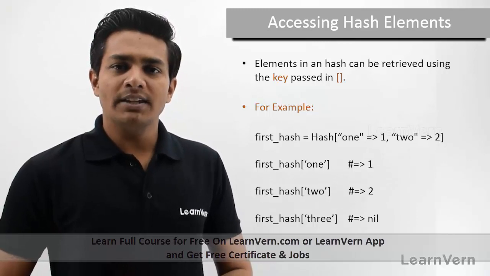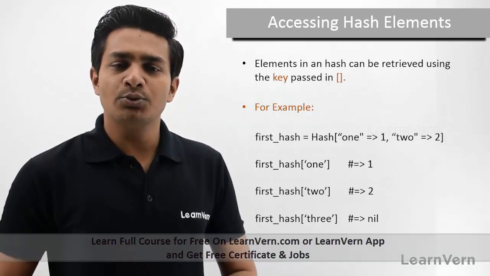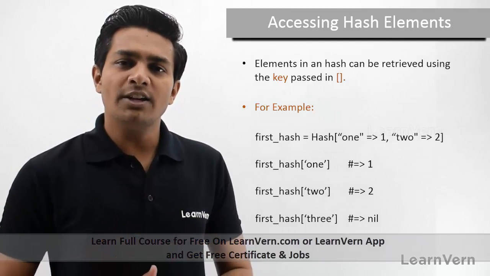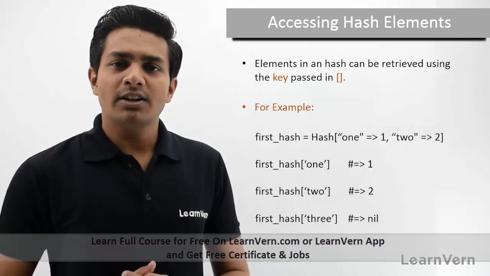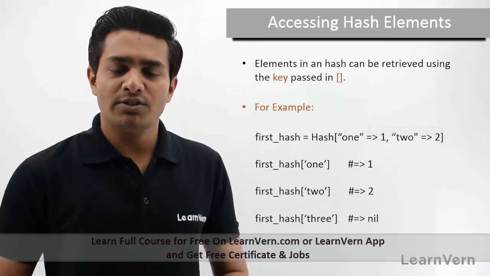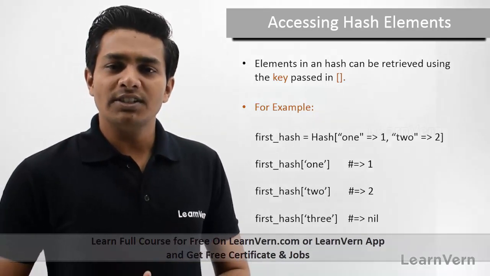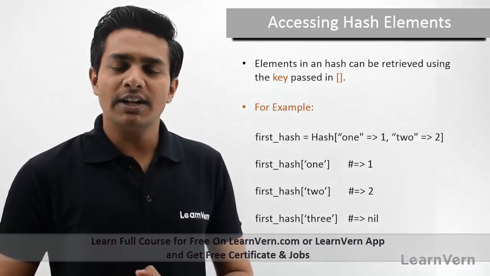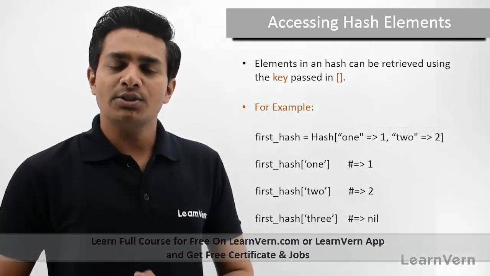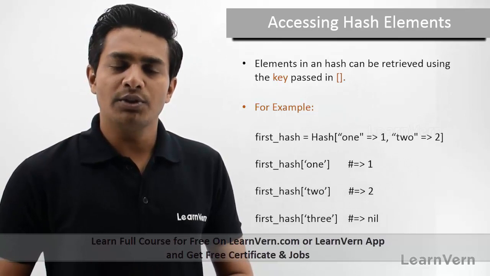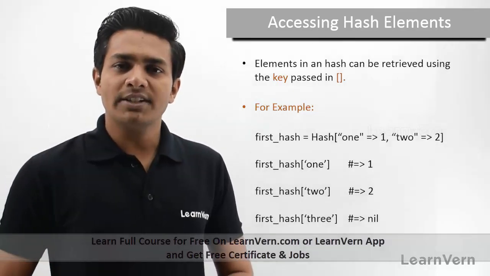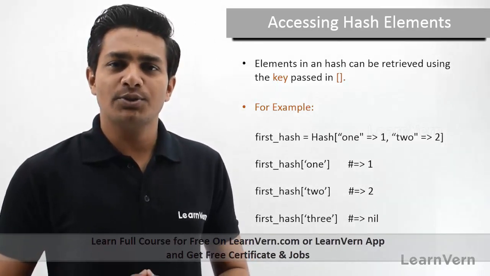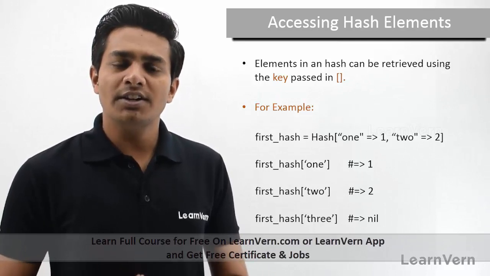Suppose I am passing a key that is not available in our hash. Here in our example we have only 2 elements, and if I pass a key that is not included in our hash, here on the screen you can see I have created 2 elements and I am passing 3 as a key, but 3 is not available in our hash, so it will return a nil value. So as a conclusion we can say that if we pass a key that does not exist in our hash, it will return a nil value.